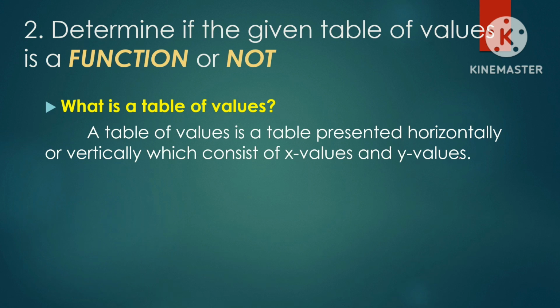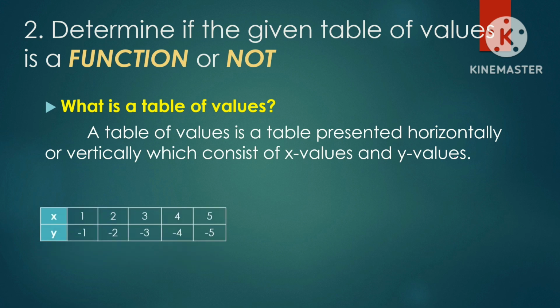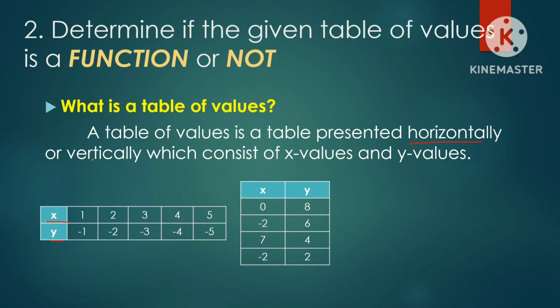Okay? So, let's have an example. So this first table of values is presented horizontally. Yung mga x values natin nasa itaas, tsaka yung y values natin nasa ibaba. Next, table of values is presented vertically. Yung mga x values naman natin makikita sa left column of our table, and then yung y values natin makikita sa right column ng ating table.